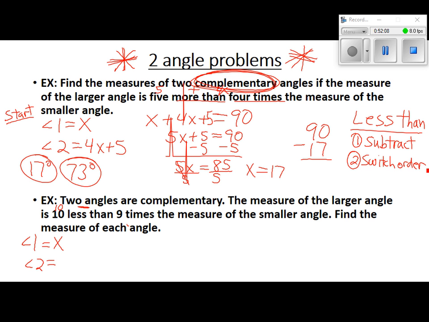So where is this 10 going to come when I'm setting it up in my problem? It's going to come at the end. So 10 less than 9 times the measure of the other. What was the measure of the other? X. So 9x minus 10. Write that down. Make sure when you're doing less than, you don't put 10 minus 9x. Somebody help Branson out: what do you have to do with the 2 things? You have to switch them around.